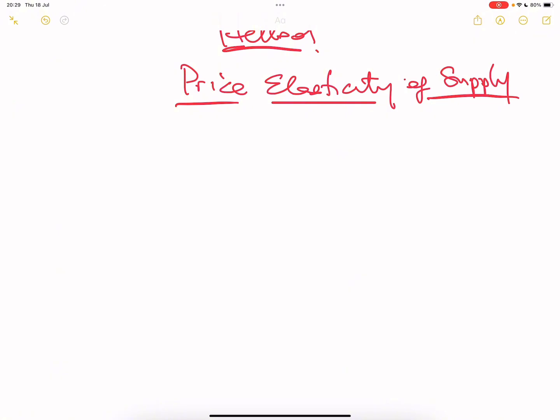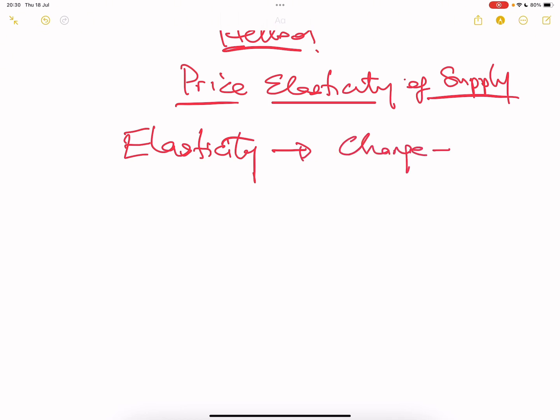When we talk about price elasticity of supply, what are we talking about? Remember, I said, anytime you hear the word elasticity, don't look at it like it's a very complicated word. Just think about change. Think about expansion. That is what elasticity is talking about.